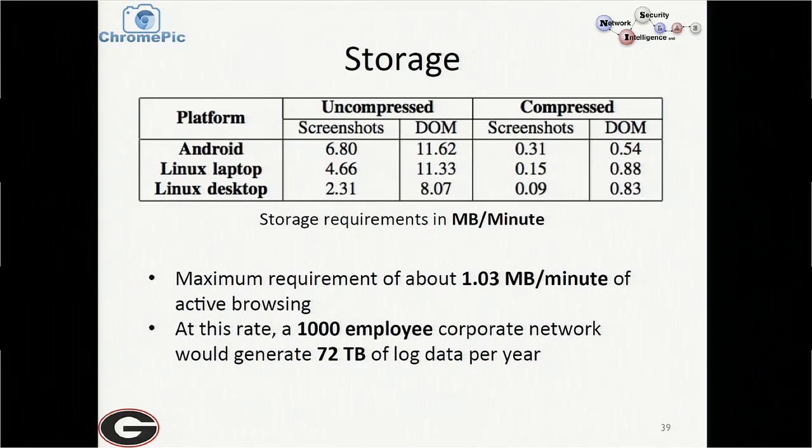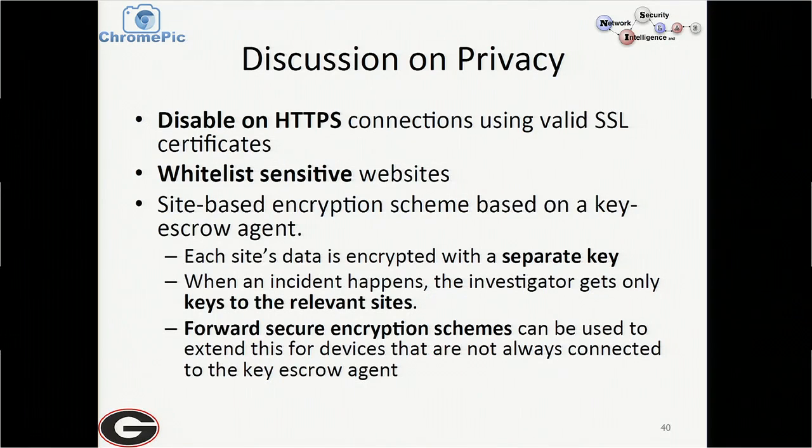We also wanted to use the data from the user study to measure storage requirements. We noticed that we need about 1 megabyte of disk space per minute of active browsing. So at this rate, a 1,000-employee corporate network would require about 72 terabytes of disk space to store 1 year's logs, which we think is kind of manageable. Finally, to mitigate privacy concerns, we can use things like disabling ChromePic on HTTPS connections or whitelisting sensitive websites. We can also use separate site-based encryption keys to encrypt the logs from ChromePic.